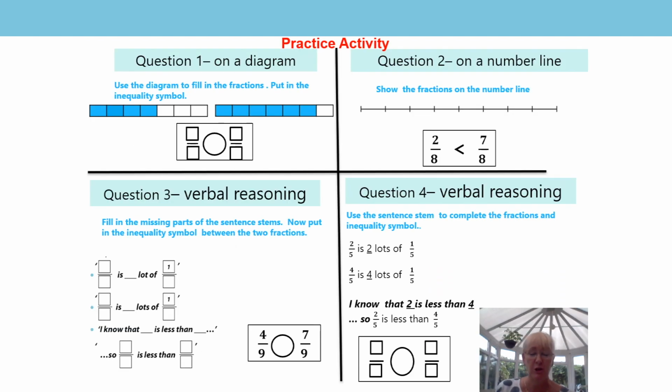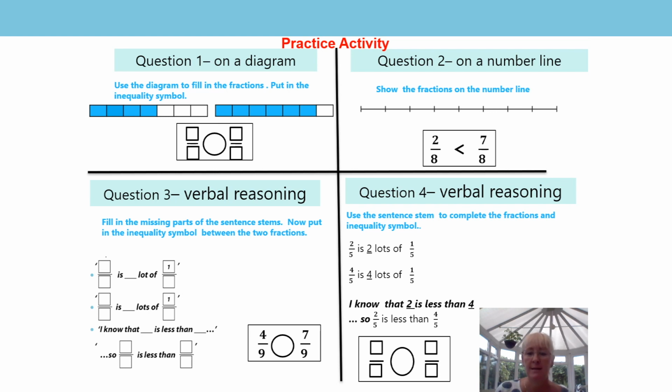Well, it's time for us to finish now. So well done today. You've done fantastically well, worked really hard. And I'd like to leave you with just one last task for you to complete before the next lesson. So I want you to consider the methods that we've used today to allow us to compare fractions, and it really helped us with our understanding of deciding which fraction is larger and which is smaller. So you've got four questions here. On the first question, we have a diagram and you need to fill in the fractions and put the inequality symbol within the circle. Question 2 is a number line.